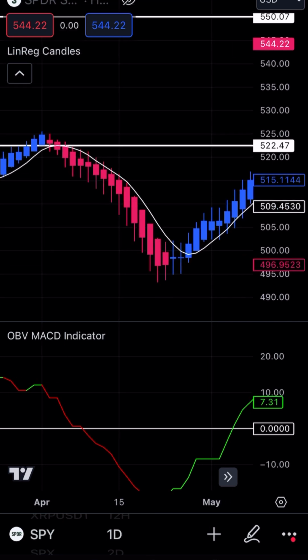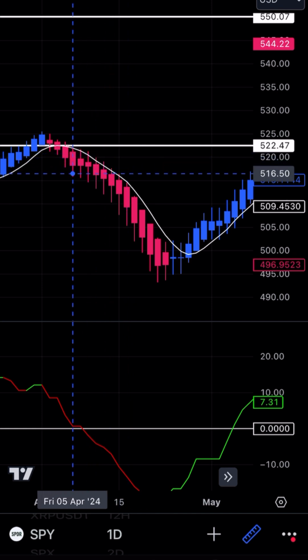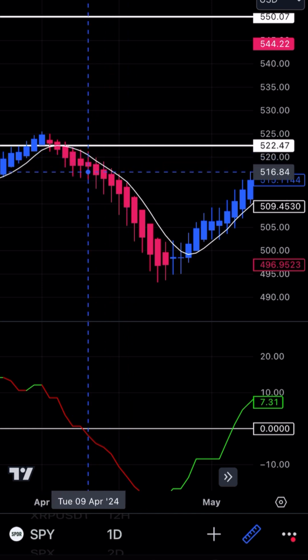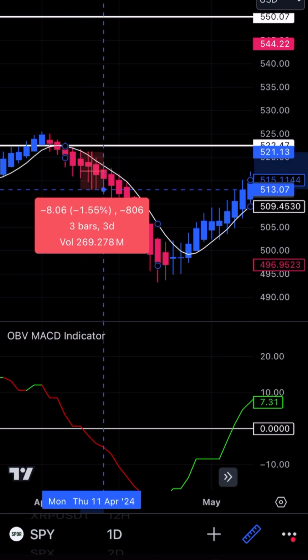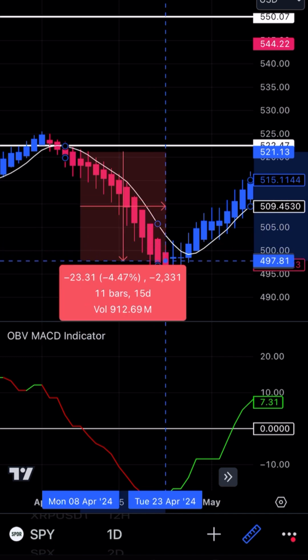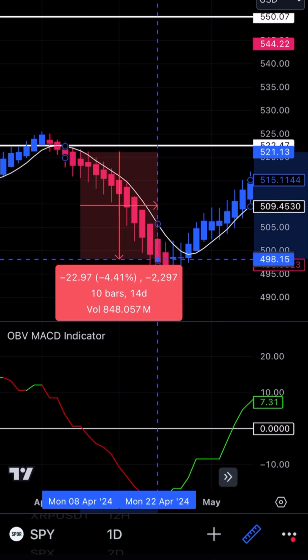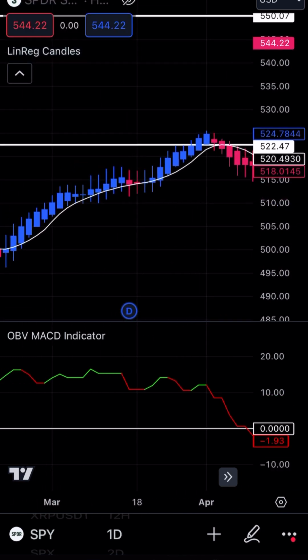So let me show you how to do this for the opposite, for puts. It's exactly the same thing. You see the red, you see the line going down through the zero line, so you would come in for a put at this point, and you would ride this out, let's see, 2 weeks or somewhere around there. So yeah, this is another $2,000 in 2 weeks.